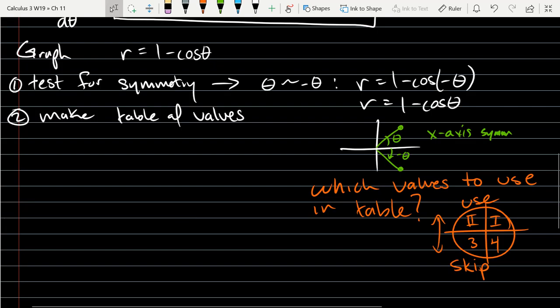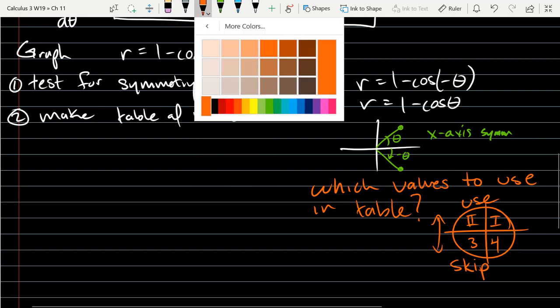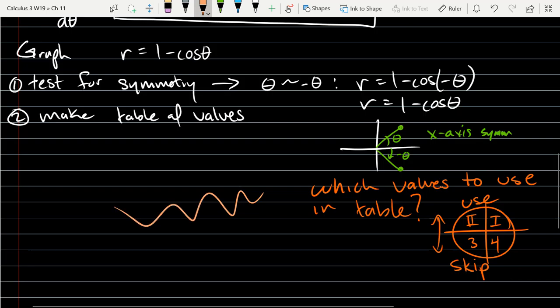Is that orange hard to read? Looks red? Yeah. It looks very orange on here, like a pumpkin. Let me see. More colors? What do we got? That's orange. That's all right. Well, lighter. All right, so I'll use that instead. Now that looks like pink on here, but that's fine.